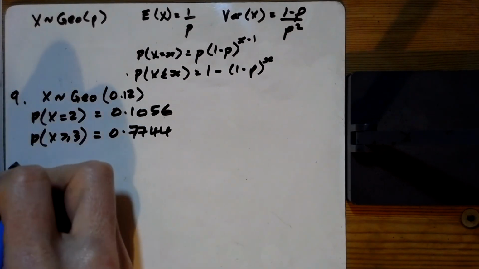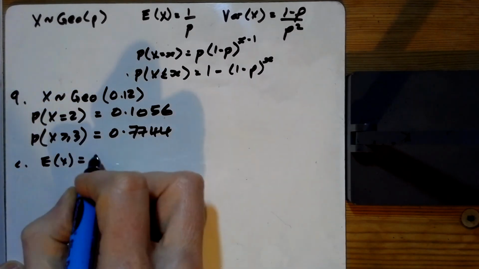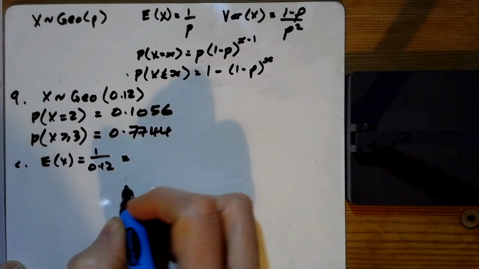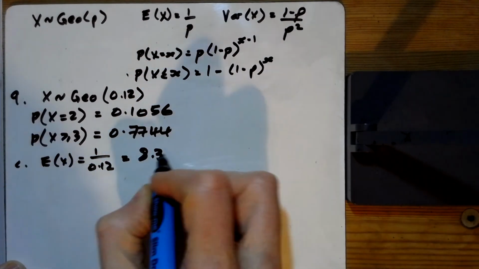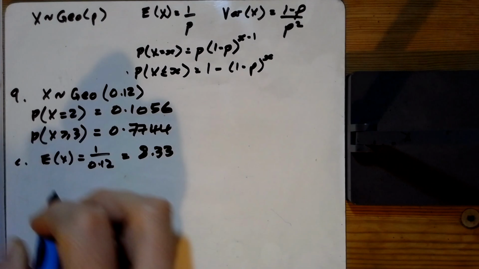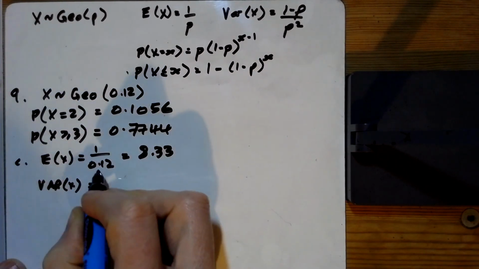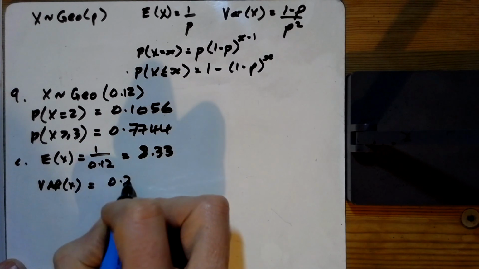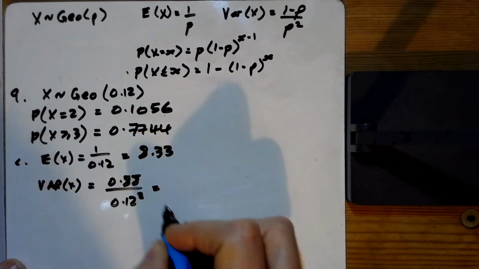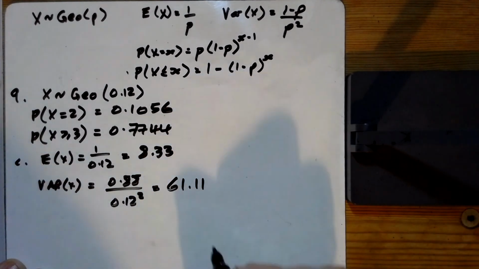And part C says find the expected value of the number of goes, so that's 1 over 0.12. 1 over 0.12 is 8.33 to 2 decimal places. And find the variance of the number of goes. So the variance of the number of goes is 1 minus 0.12, 0.88, over 0.12 squared, and that works out to be 61.11 to 2 decimal places.